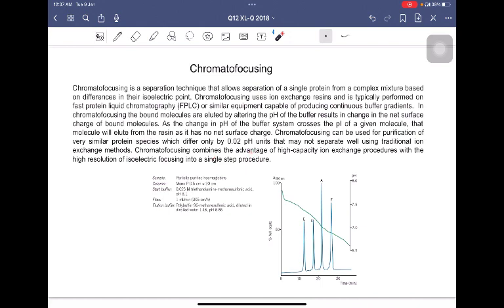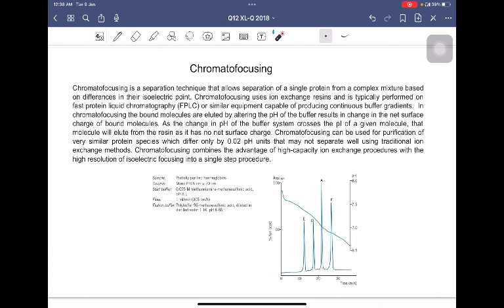So chromatofocusing combines the advantage of the high capacity ion exchange procedure with the high resolution of isoelectric focusing in a single step procedure. So this is a typical chromatofocusing technique. The sample was partially purified hemoglobins. The column was Mono P, so it's a polystyrene column. And the start buffer and the elution buffer, we have to carefully look at. In the start buffer, the pH is 8.1, and the flow rate is 1 ml per minute. And in the elution buffer, we use pH 6.65, right?